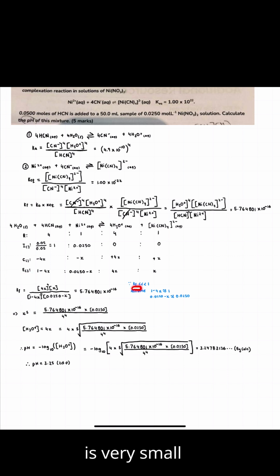And then since Kf is very small compared to 1, all I've done is just assume x is negligible here, and then just solve for x right here. And since H3O+ is actually 4x, I've just multiplied this by 4. And this is what gives us the H3O+ concentration. So all we have to do is just put it into the minus log H3O+ formula to get our new pH of 3.25.